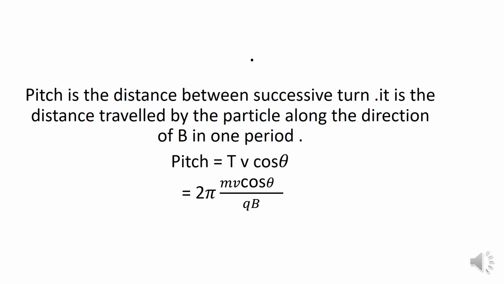Now we define the pitch. The pitch is the distance between successive turns. It is the distance traveled by the particle along the direction of B in one period. The pitch is equal to capital T into v cos theta, that is equal to twice pi m v cos theta by qB. This is the value of the pitch.